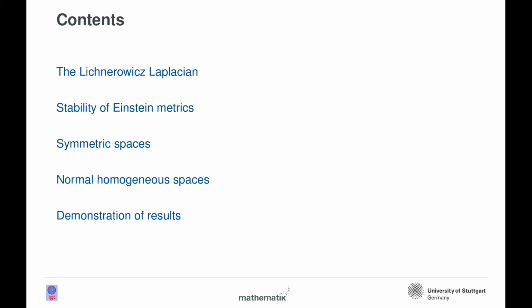The easiest or most well-behaved homogeneous spaces are symmetric spaces. So we're first going to take a look at what happens there, and then at a slight generalization of it, the normal homogeneous spaces, for which I found some interesting results regarding the stability of Einstein metrics, and I'm going to demonstrate some of them at the end.